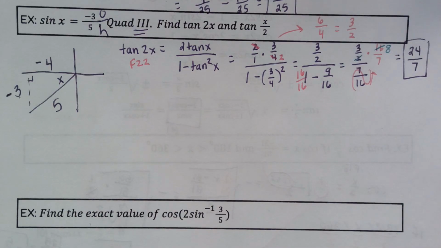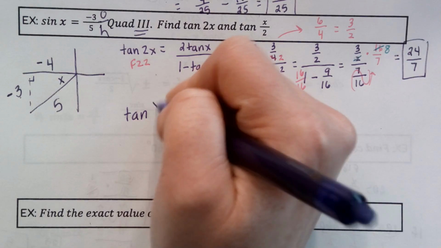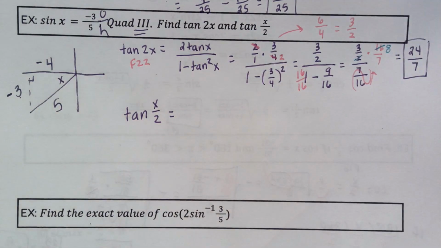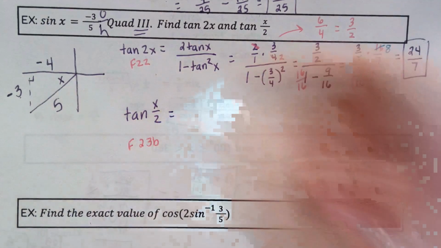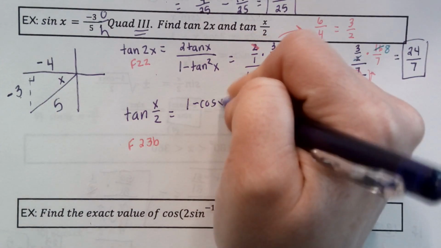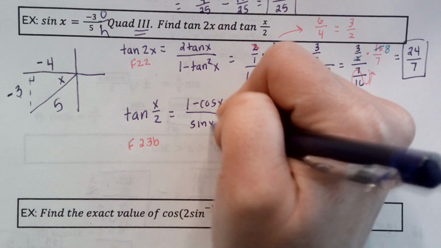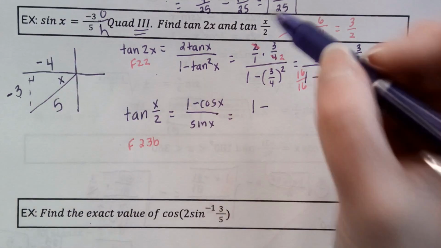The second part of this is tan of x over 2. Again, looking at my formula sheet, this is the one that we have multiples that we can pick from, and I told you formula 23b is going to be your easiest option. That formula is 1 minus cosine x over sine x. So 1 minus cosine, negative 4/5.